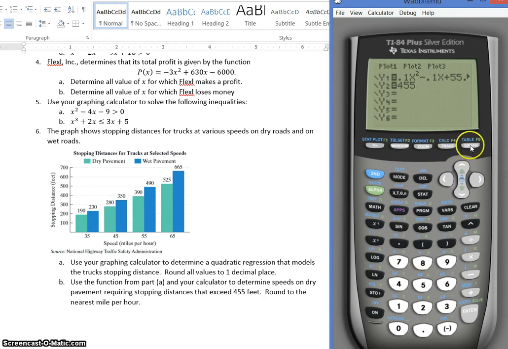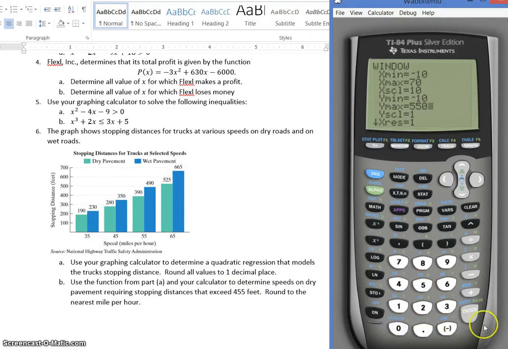All right, now if I just hit the graph button, I'm probably not going to see much, because I certainly need my y values to be bigger than 455, and looking at my speeds, I need my speeds to be up in the 65 mile an hour range. So I'm going to go to Window. X is my speed, so I'm going to make that bigger than 65. That's going to be 70, and I'll make my tick marks go by tens maybe. And then for my y max, I need more than 455. Maybe I'll go to 550. And I'll make my tick marks here be 50s, I guess.